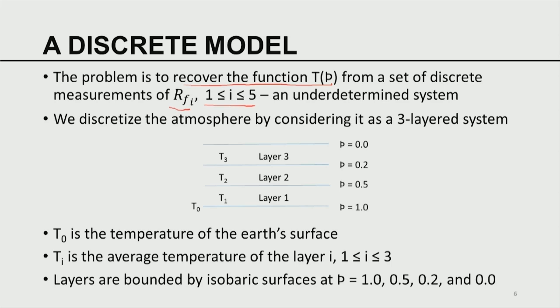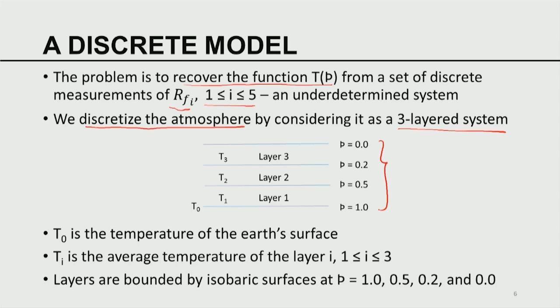Any continuous function is an infinitary object. It is extremely difficult to recover that function, but I can, however, computationally discretize the system. So for the sake of illustration, I am going to discretize the atmosphere into a 3-layered system. Layer 1, layer 2, layer 3 are shown in the figure. The layers are demarcated by the pressure levels: 1 to 0.5, 0.5 to 0.2, 0.2 to 0.